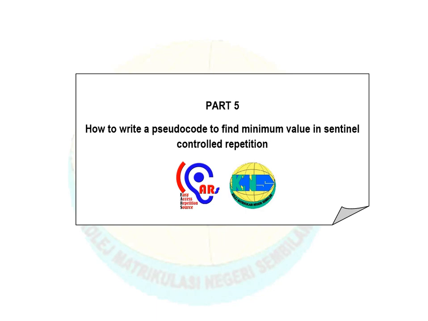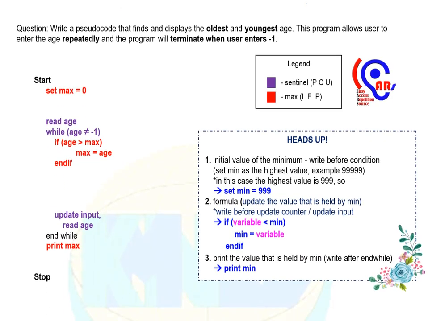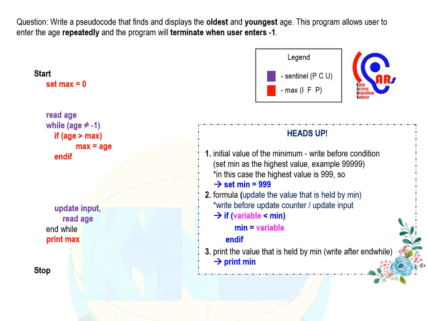How to find minimum value in Sentinel control repetition? In this question, to find and display the oldest age, you can refer to the statement that is highlighted with red color. Now, to find the youngest age means that it requires you to find minimum age. So, there are three elements that you need to add in the pseudocode that are initialization, formula, and print min.